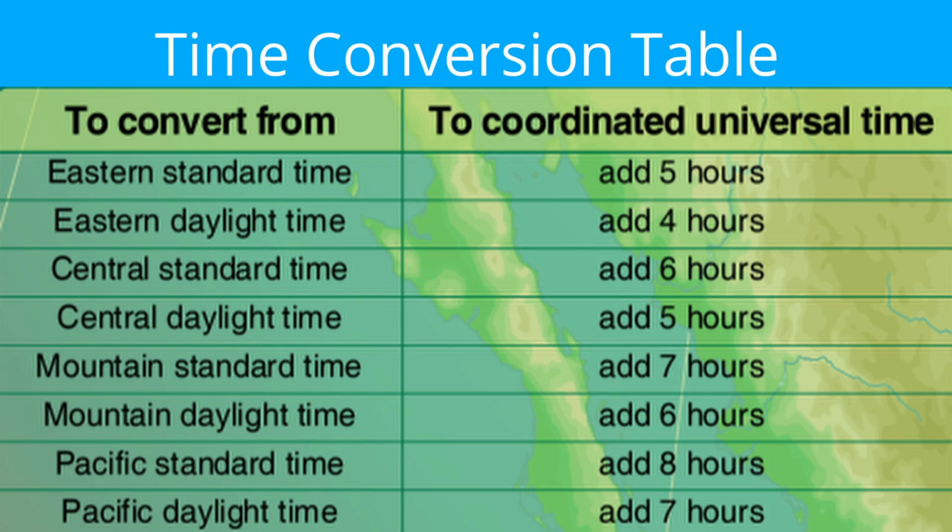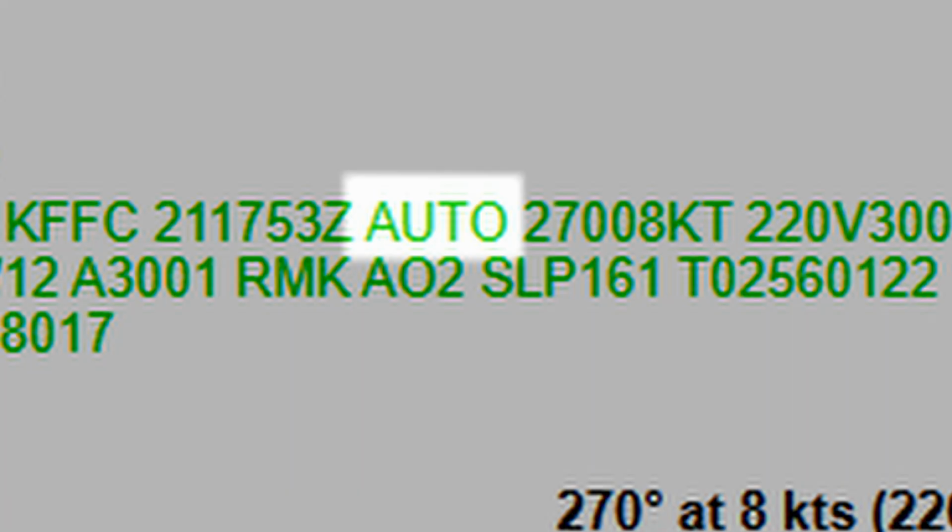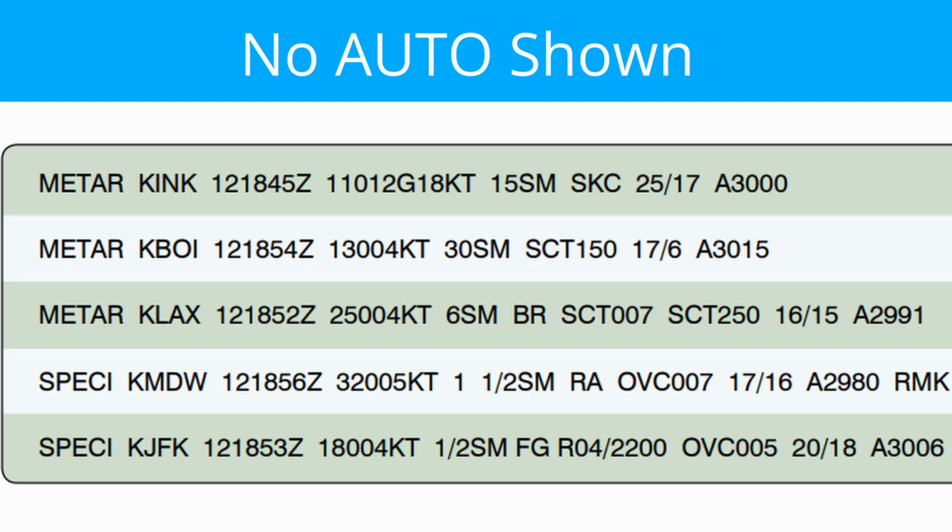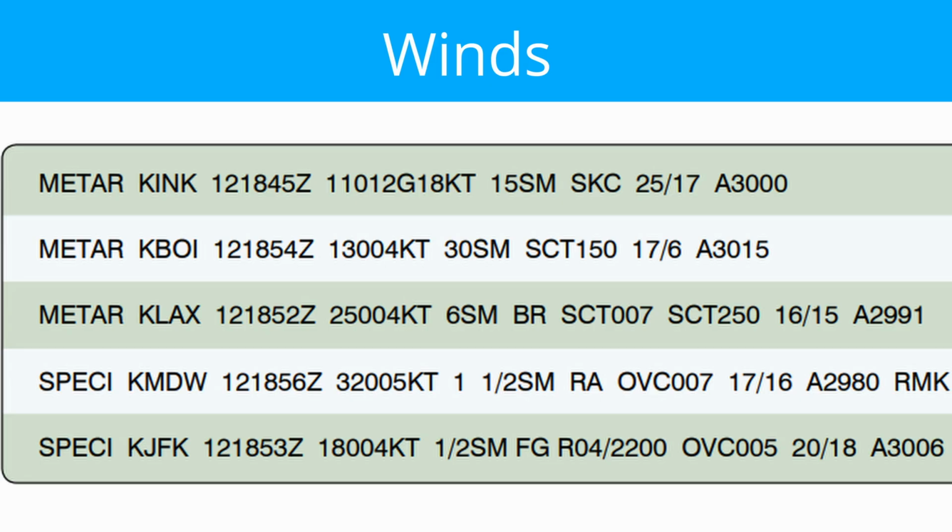Depending on your local area, you will either have to know your Zulu time or convert the METAR Zulu time into your local time. On real METARs, you will notice that most of them will say auto. This means that the METAR was made without any human intervention. If the METAR does not say auto, like shown on all of the ones we are given for the written test, then the report had human intervention. After that will be the winds.